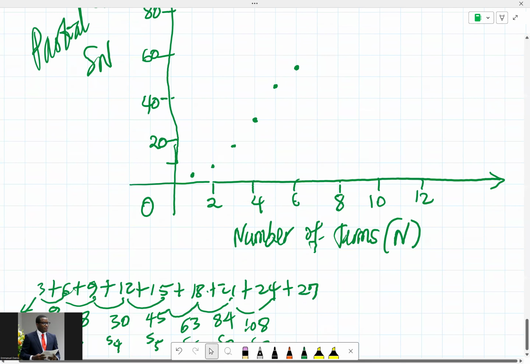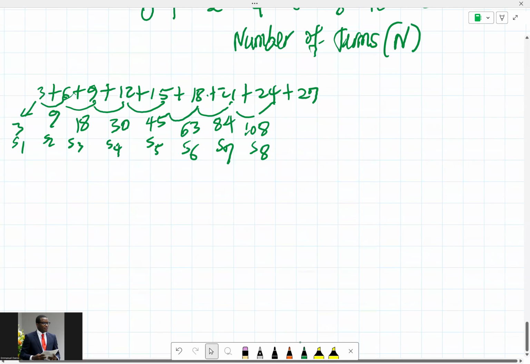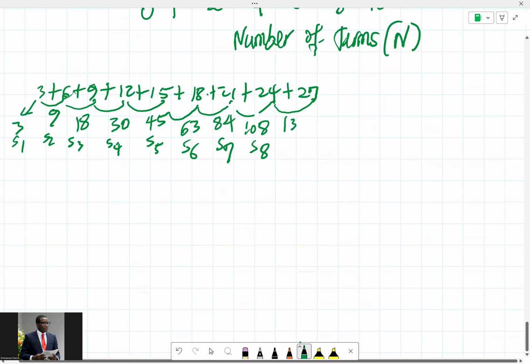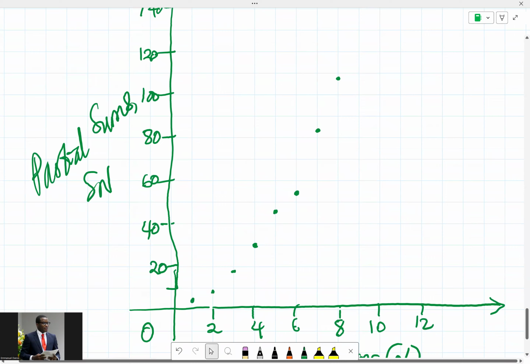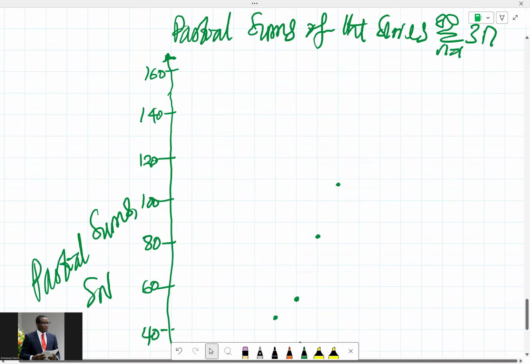Then the ninth one will be 108 plus 27. That's 135. That is S9. 135, I believe. Yeah, 135. So 9 against 135. This is 130, so 135 should be somewhere around here.